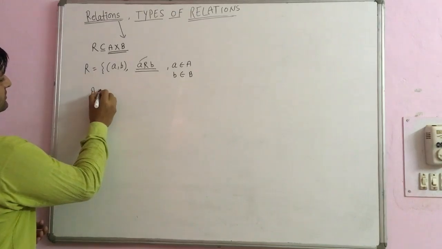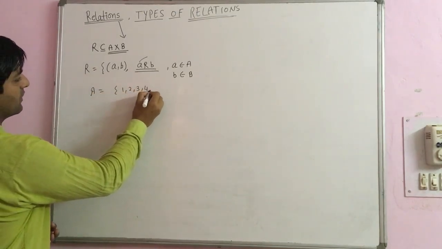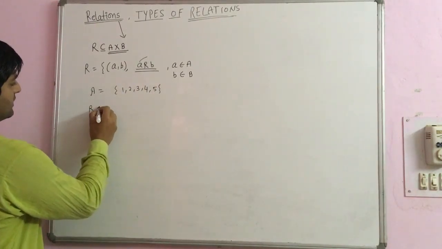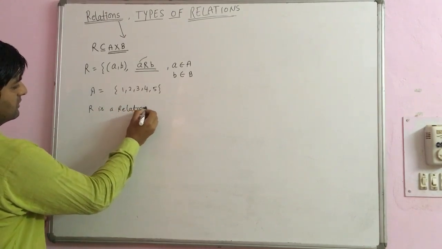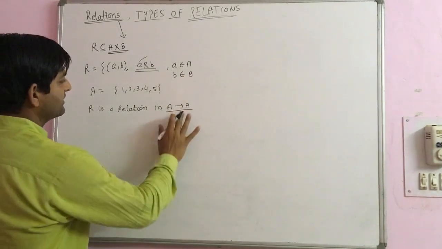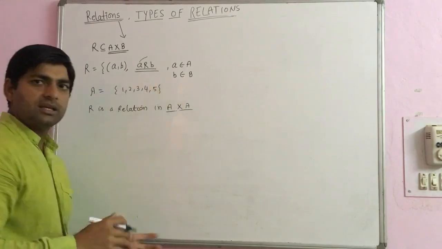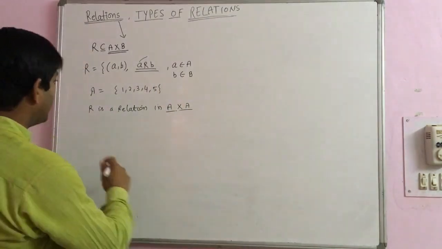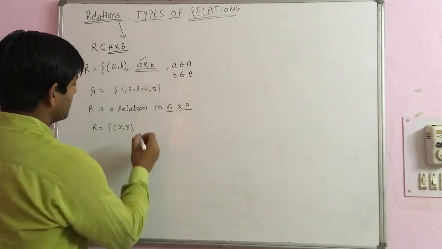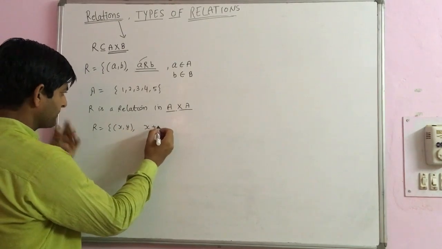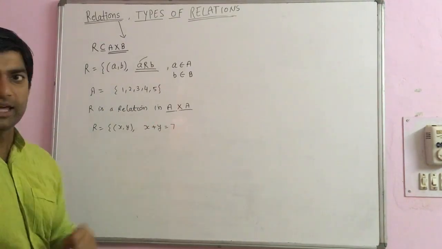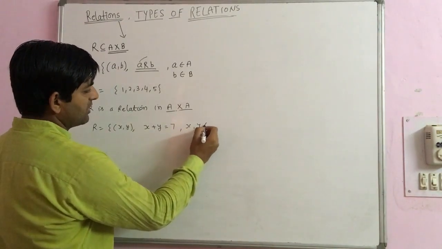That set A is 1, 2, 3, 4 and 5. And R is a relation in A into A, and it is defined in such a way that R is having some (x, y), or you can write some (a, b), where x plus y is 7, where x, y belong to A.